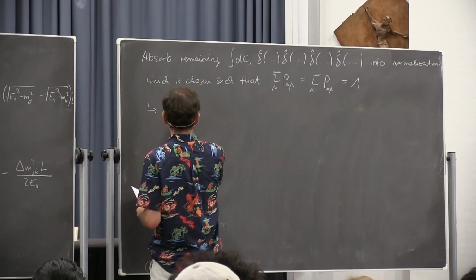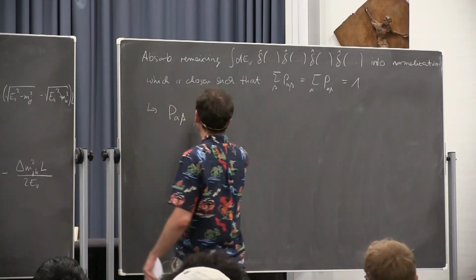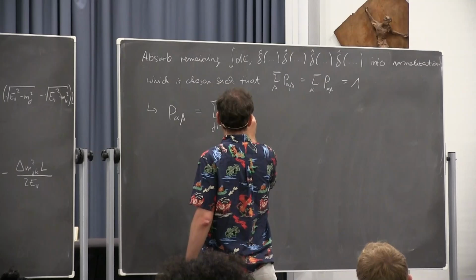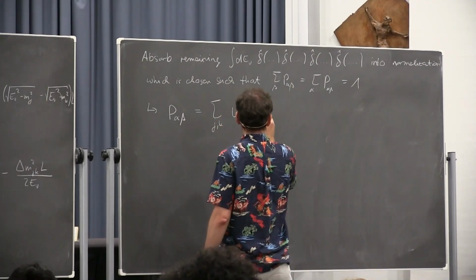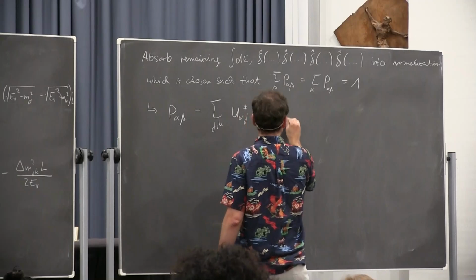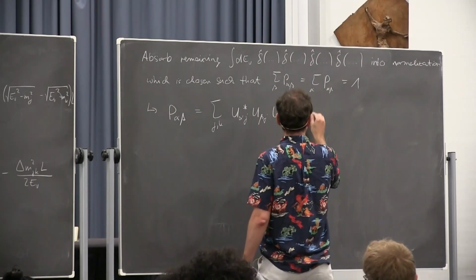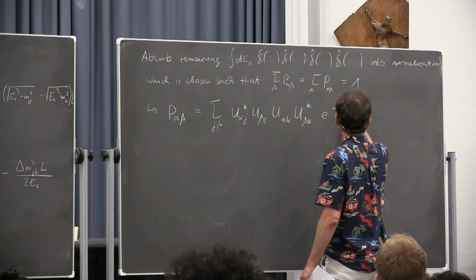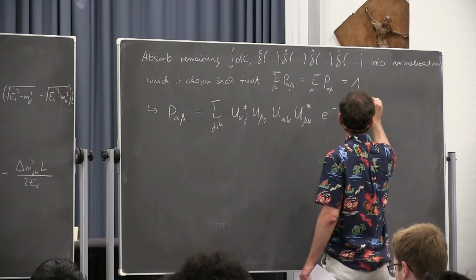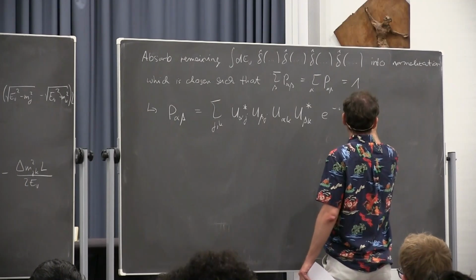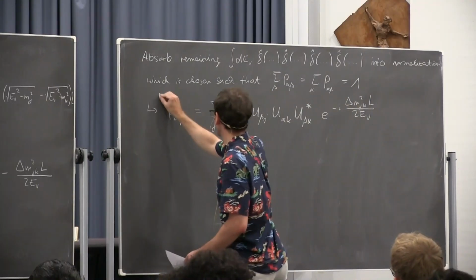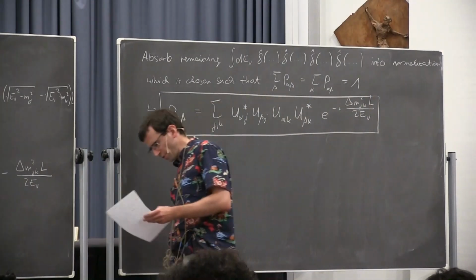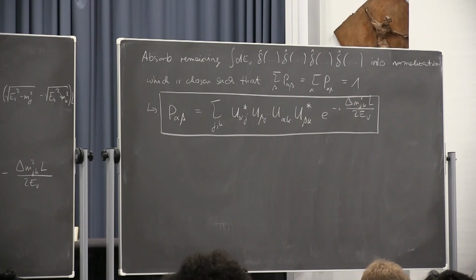So that means I end up with a probability P alpha beta, which is the sum over j and k, U alpha j star, U beta j, U alpha k, U beta k star, e to the minus i delta m jk squared times L divided by 2 times the neutrino energy. And that is exactly the same result as we had obtained before using just the quantum mechanical derivation.